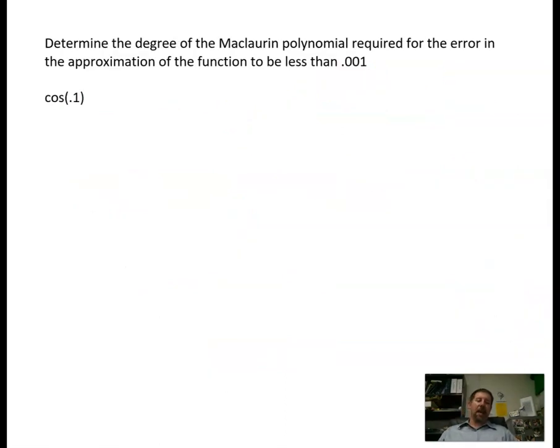Let's say that we are back in the old days. Well, I can say I don't have a calculator, but we're going to use one here anyway in a second. I want to find cosine of 0.1, but I want the error in my approximation to be less than 0.001. What degree of Maclaurin polynomial do I need to use in order for my error to be that small? All right, so this is how we would set that up.